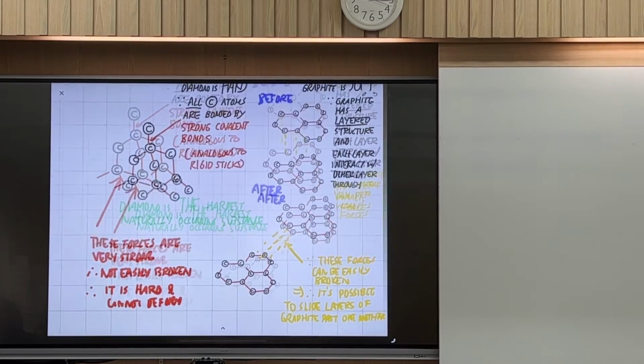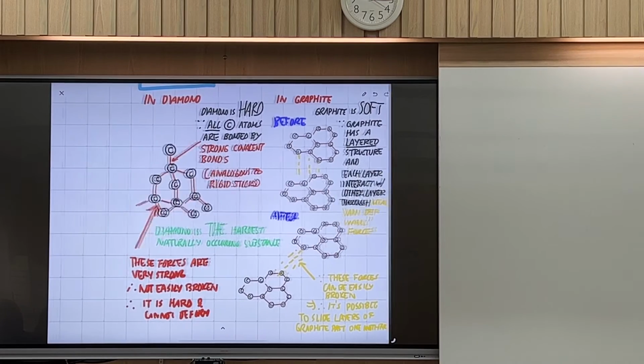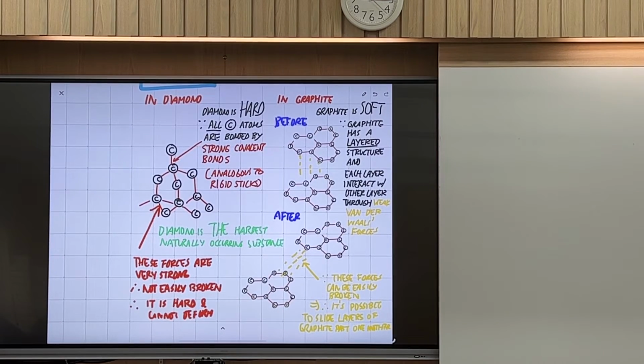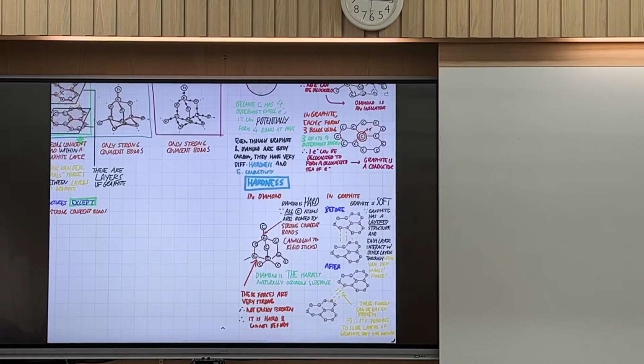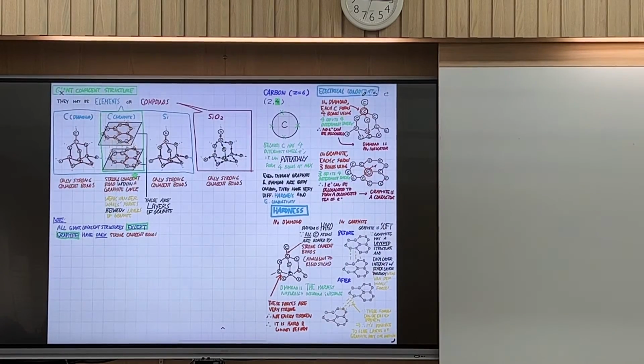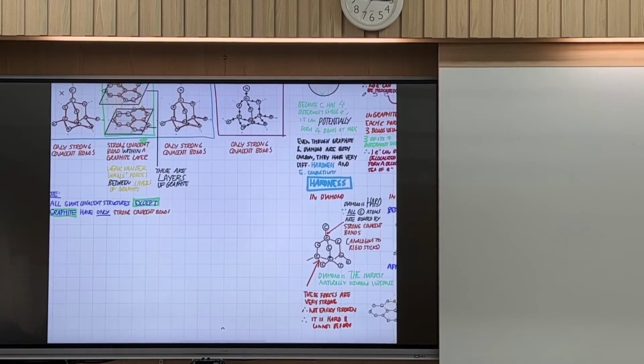So what are some uses of diamond and graphite that you can think of? Well, don't tell me jewelry. Of course diamond can be used in jewelry, but it's not a practical use, right? It's just used because of its attractive appearance. Diamond, because of its hardness, can be used to tip drills.